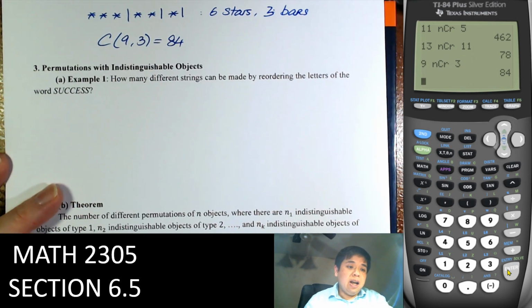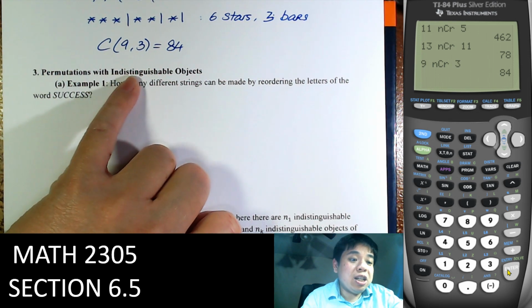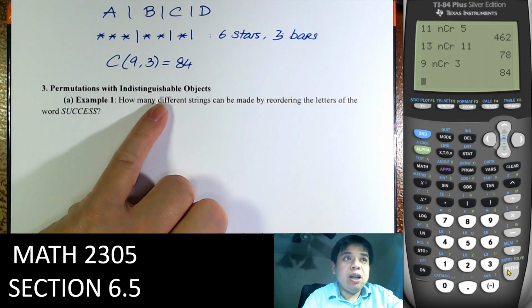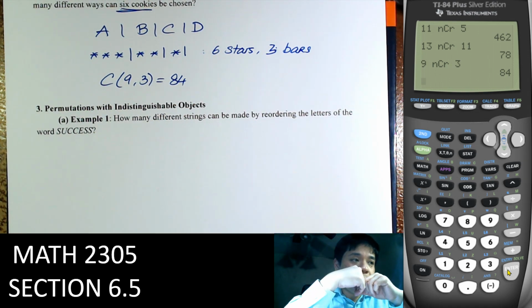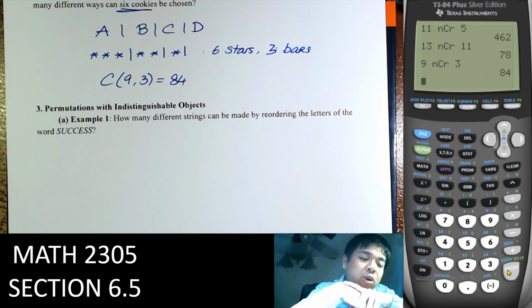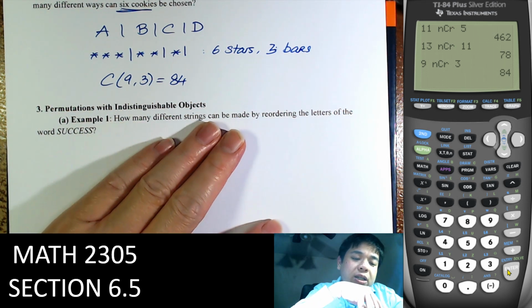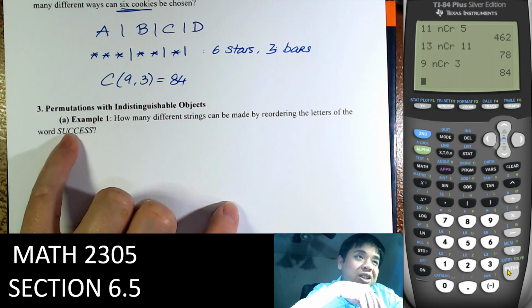Next, permutation, meaning order does matter, within indistinguishable objects. Of course, when you select an object out, some of them might be exactly the same, so in that case it doesn't make a real difference. So how many different ways, how many different strings can be made by reordering the word "success"?